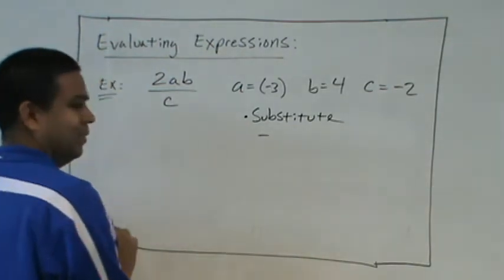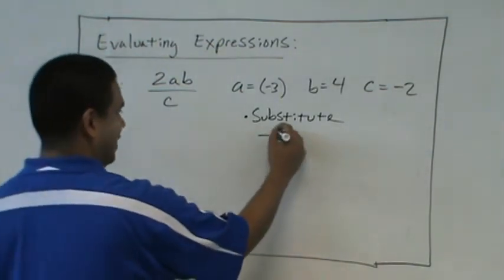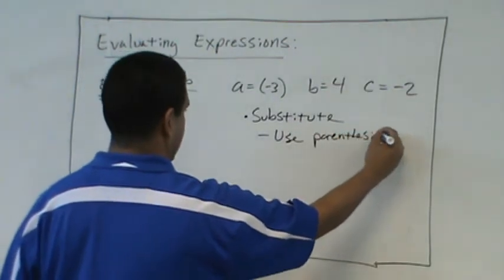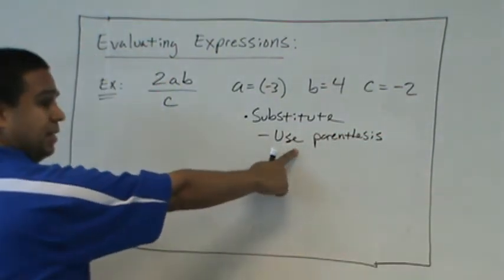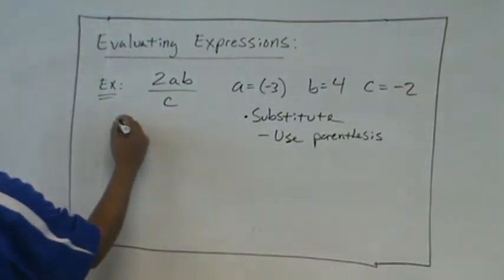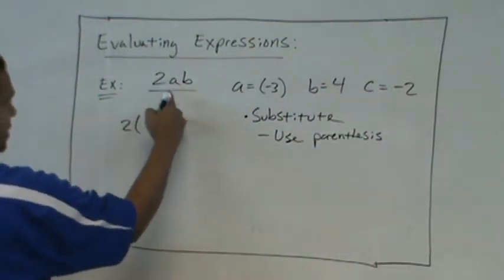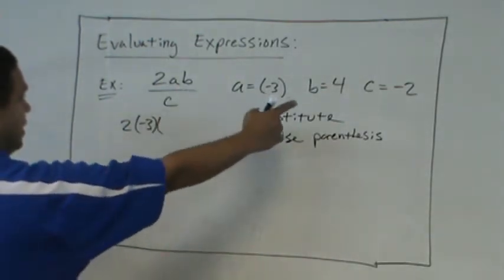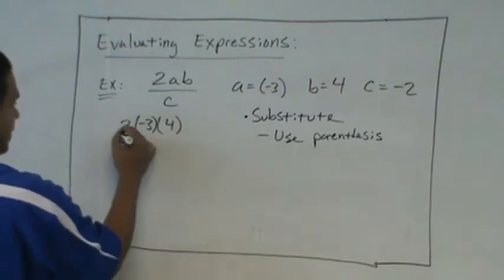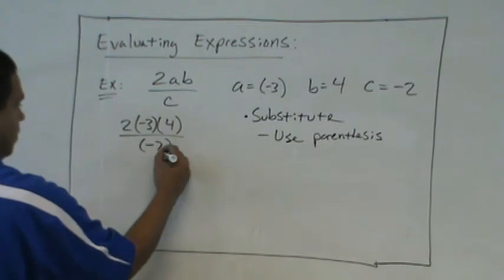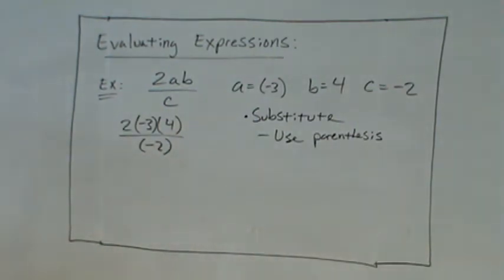And we're going to use what? Parentheses. It's important you use parentheses because it helps you keep track of your negatives. Okay? So we have two parentheses, a, which is negative 3, times b, which is 4, and we're going to divide by c, which is negative 2.